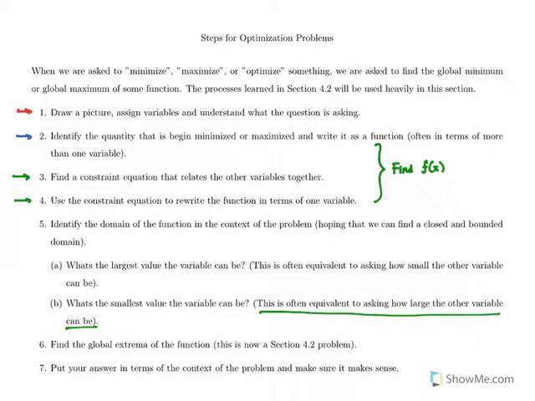All right, once we have that, this is all to try to find the domain. And after step 5 here, we have now translated this question into a section 4.2 problem. We have a function, we have a domain, find the global min or global max of the function. And that's section 4.2.